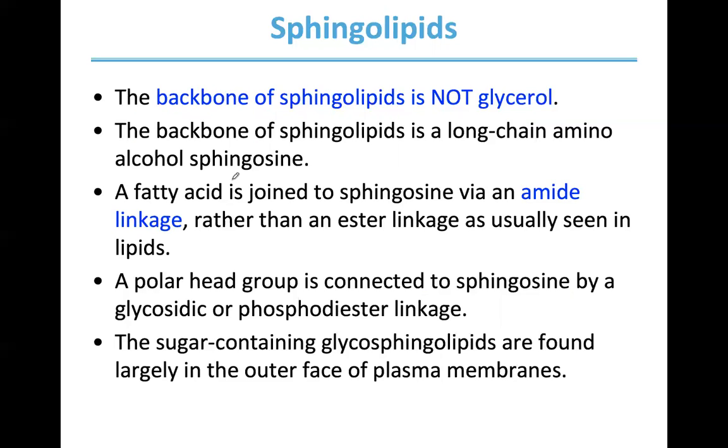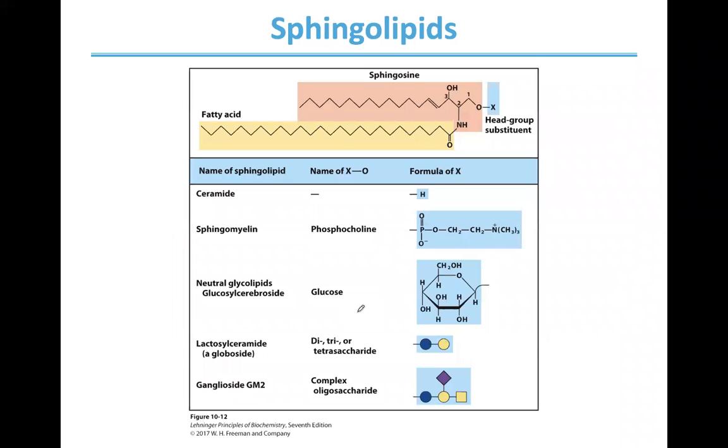For example, signal transduction is one of them. And so we do need to know what these components are called. And even, for example, blood groups, right? Blood types. That is also determined by the type of sphingolipids that we have. So let's look at their structures.